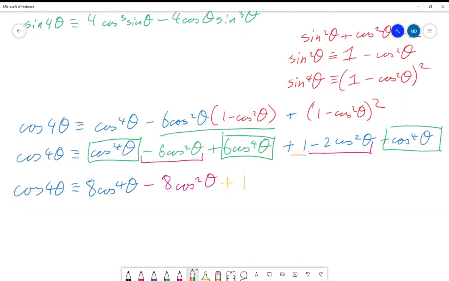Okay. In the next video, I'm going to be showing you, sort of in reverse, how to get powers of cosine or sine in terms of double angles and quadruple angles, etc. And I'll see you in the next video for that.